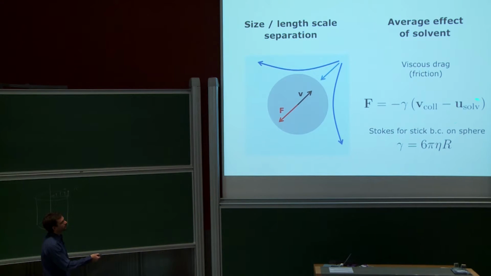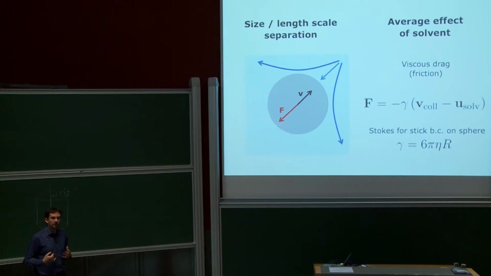Now I've written just minus solvent velocity here. It's a bit cheating because the flow around the particle is not uniform, but you can guess that this non-uniform flow will generate a stress at the surface of the particle, and you can integrate out this stress, and that will give you the friction on the particle. And that's actually how the Stokes friction coefficient can be estimated.